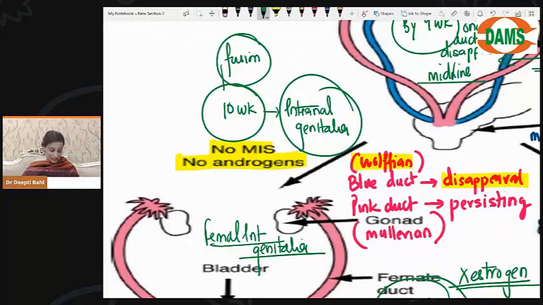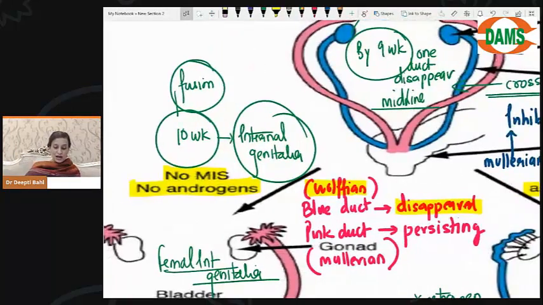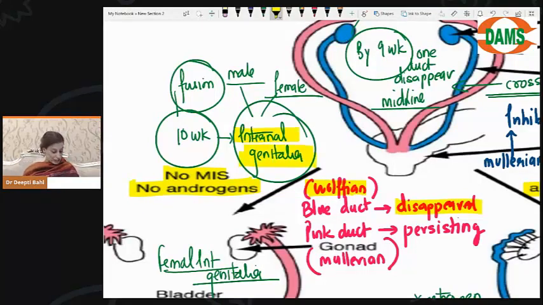The second format in which we will ask you the same MCQ: when can internal genitalia be differentiated into male and female? What would be the answer to this question? So if we ask you, when can internal genitalia be differentiated into male and female? The answer will be 10 weeks.